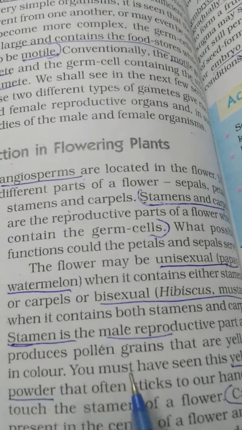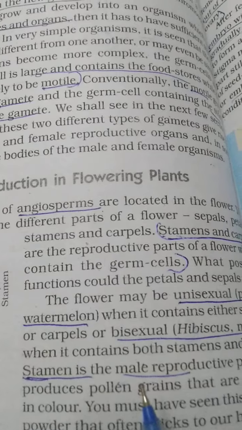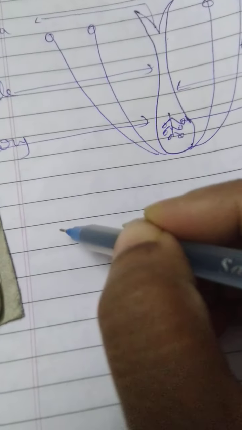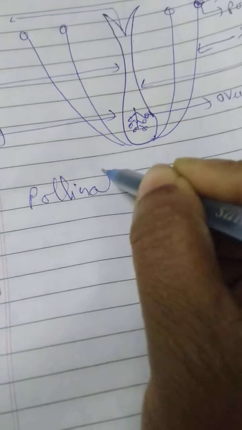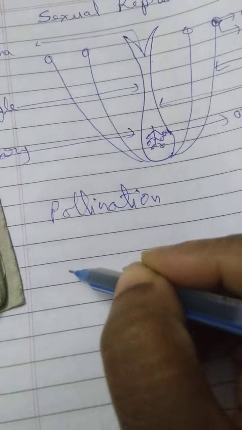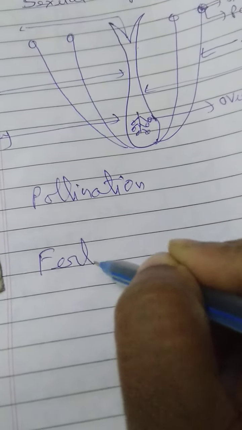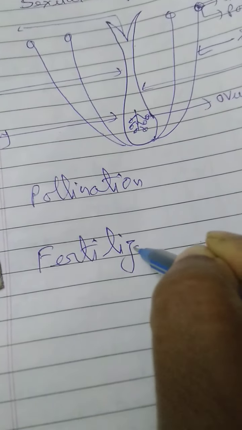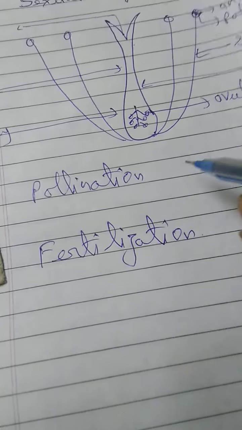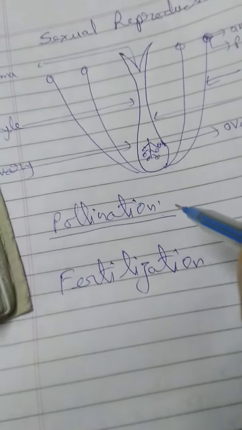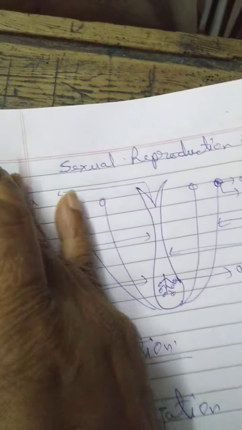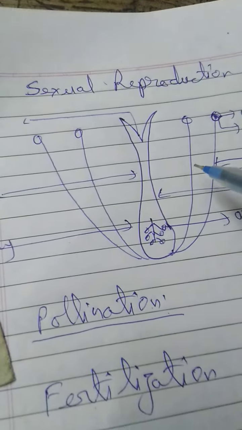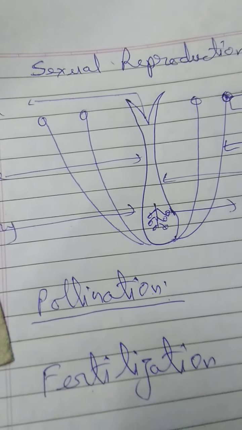So let us see what happens in the reproduction. In sexual reproduction in flowering plants, there are two parts. First is pollination and then fertilization. One by one we have to look into the topics. First is pollination. For sexual reproduction, when the male gamete fuses with the female gamete, the zygote is formed. Zygote is the first stage of the child.